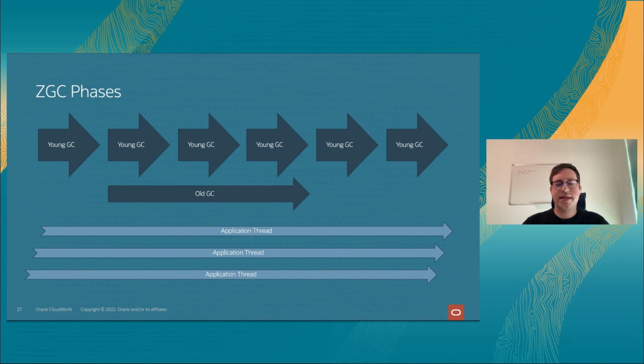Now, these generations can be collected concurrently and in parallel. By concurrent, I mean that each generation collection is running concurrently to the application threads. However, they're also running concurrently to each other. So as you can see in this picture, you can run the young GC at the same time as the old GC. And within each of these generation collections, we're utilizing multiple threads, hence the parallel part. And hence why this is both concurrent and parallel.